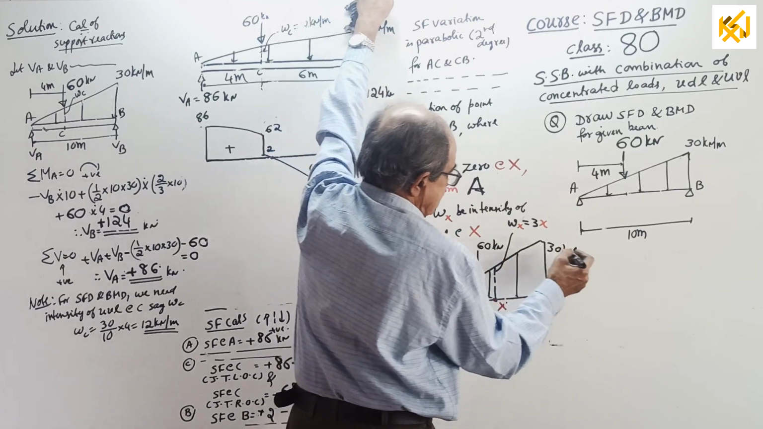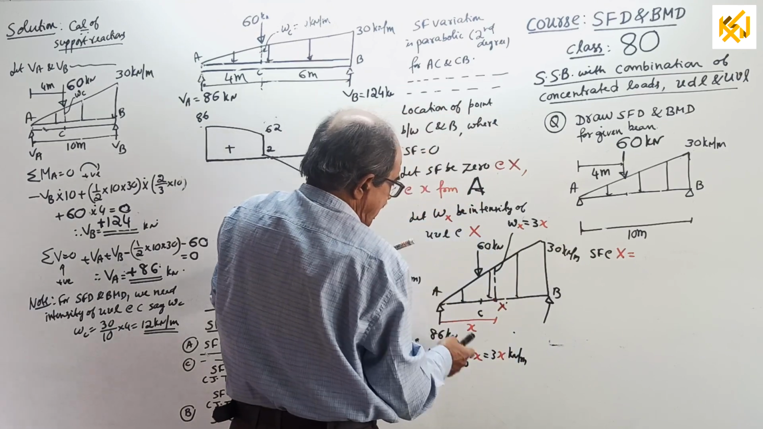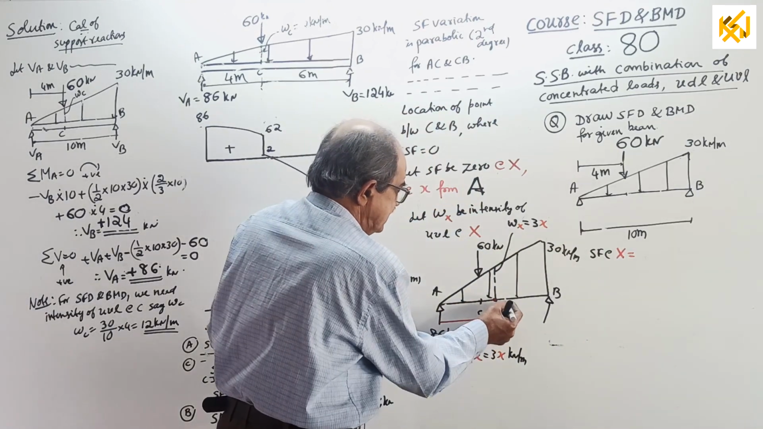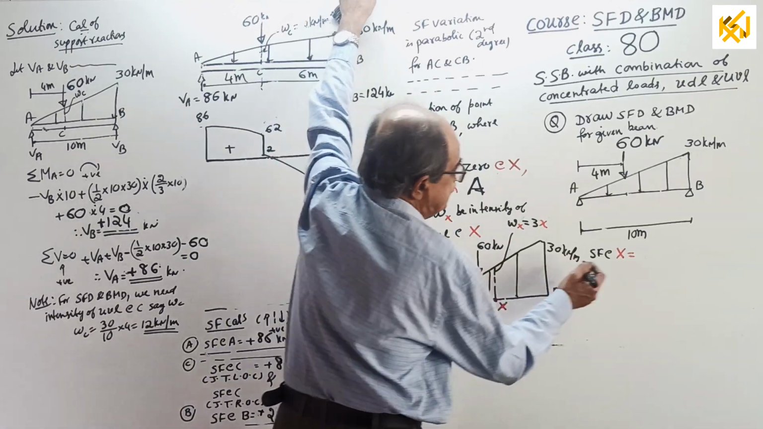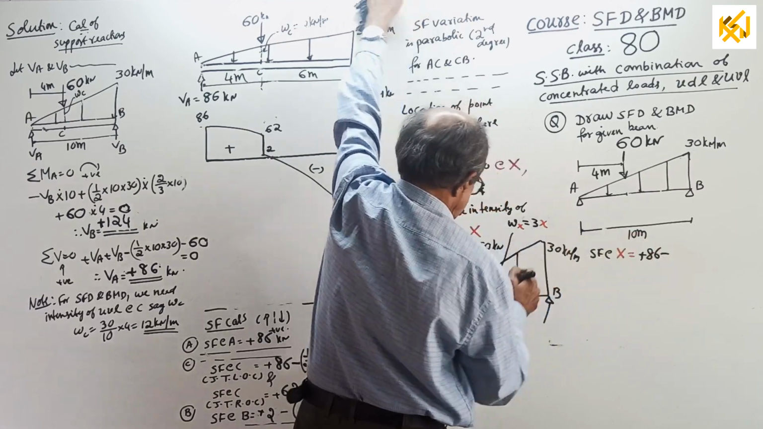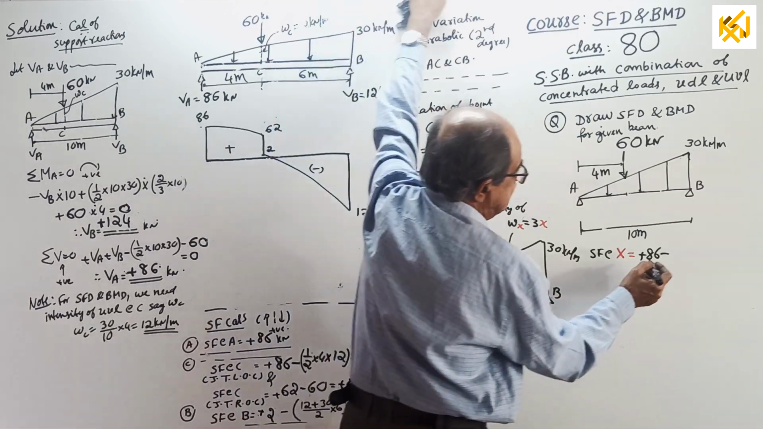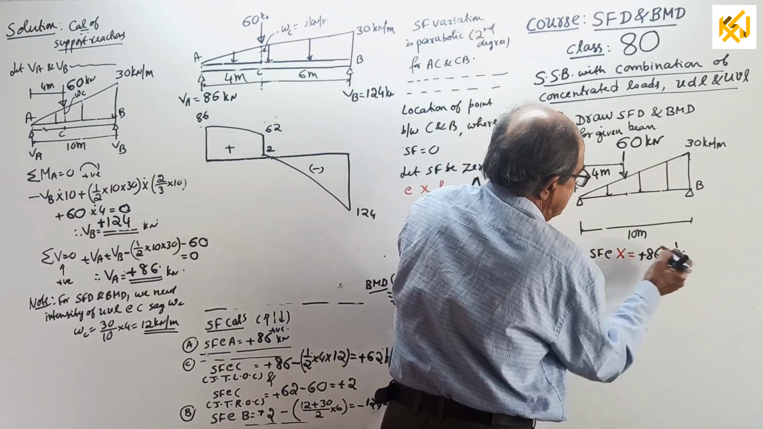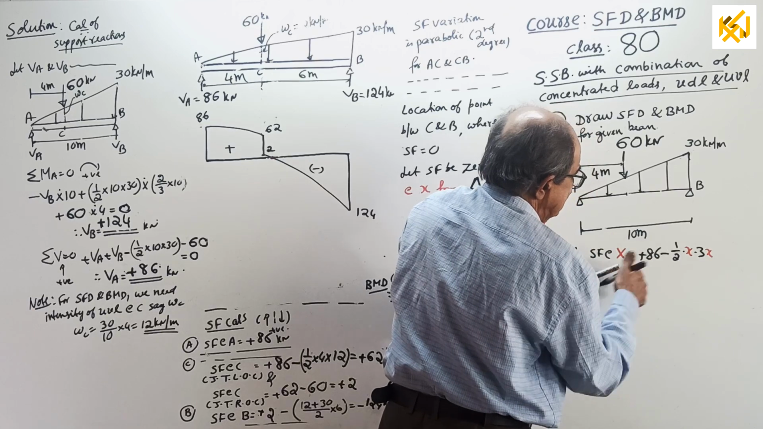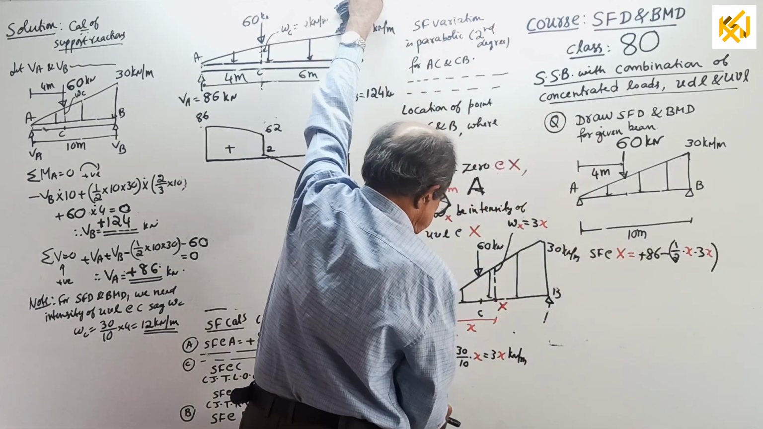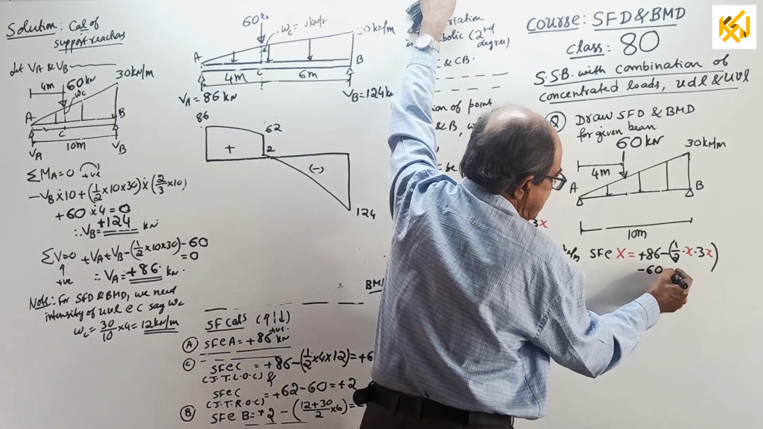Now, shear force at x equal to, now you can write a statement. Now you are locating the point x by equating shear force at x to 0. So shear force at x, look this side, plus 86 minus this much load. This much load is half into x into 3x. Not over. This force minus this total load also minus 60 equate to 0.